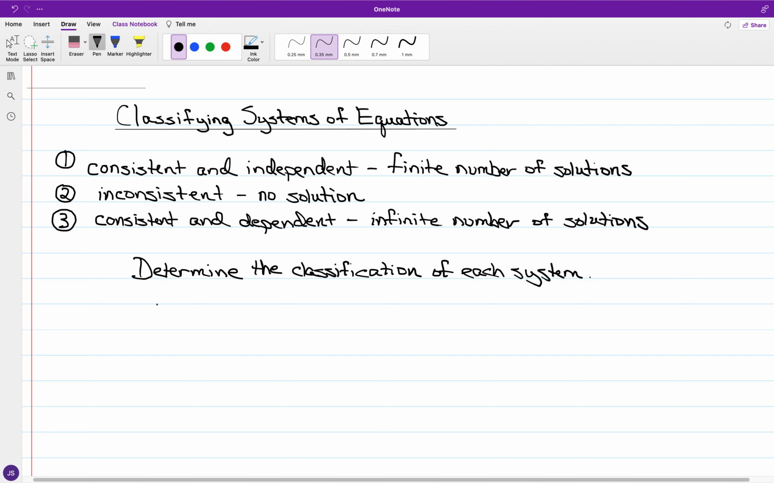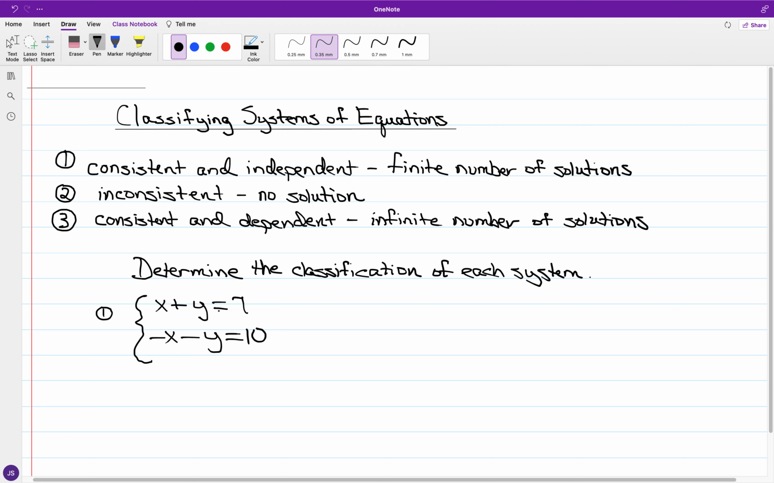We'll say that in the first case we have a couple of linear equations in x and y. We'll say that we have x plus y is equal to 7, and negative x minus y is equal to 10. So here we have equations in x and y, and we're trying to find those values of x and y such that the sum will be 7 and where the sum of their negatives will come out to 10.